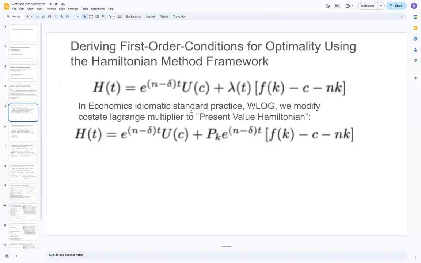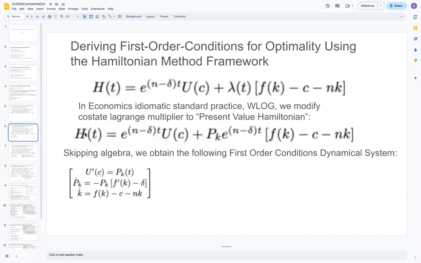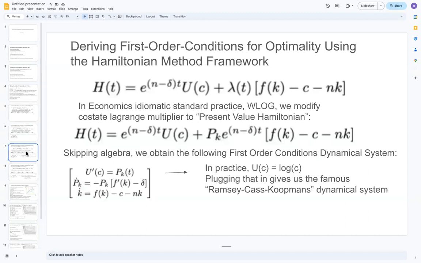So to solve such a system, we derive the first order conditions for optimality using the Hamiltonian method framework. In economics, usually the lambda costate variable is transformed as follows, which gives the present value Hamiltonian, which simplifies some of the algebra associated with infinite horizon optimal control problems. Skipping the algebra, taking the derivative of H with respect to the relevant quantities, we get the following first order conditions dynamical system. In practice, the utility function is log of C.